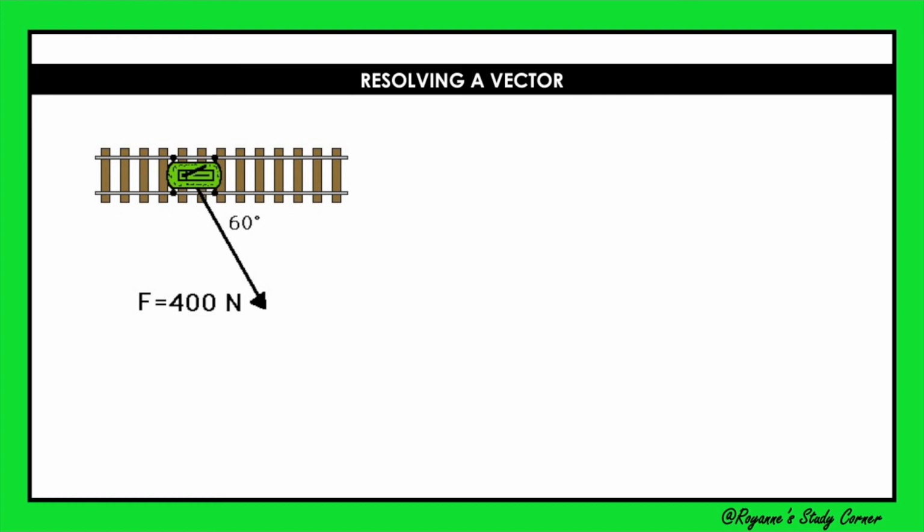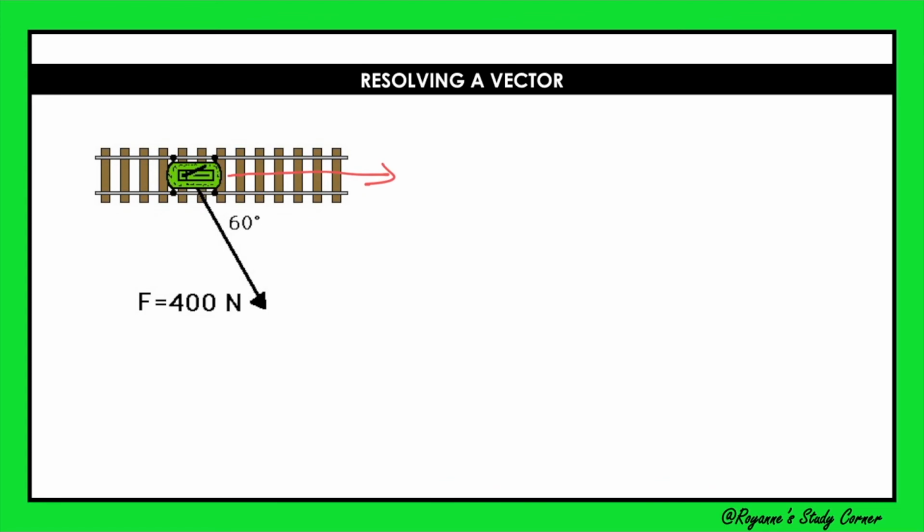In this question, we have a trolley being pulled along a track, and we see that the force in this direction is 400 newtons. What we need to find now is the force that's acting in this direction. So we're going to resolve this force into this direction. We're trying to find the horizontal component of this force, and they've given us the angle as 60 degrees.